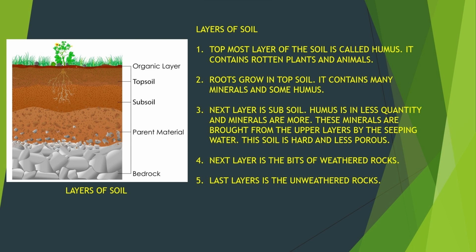3. The next layer is subsoil. Humus is in less quantity and minerals are more. These minerals are brought from the upper layers by the seeping water. This soil is hard and less porous. 4. The next layer is the bits of weathered rocks. 5. The last layer is the unweathered rocks.